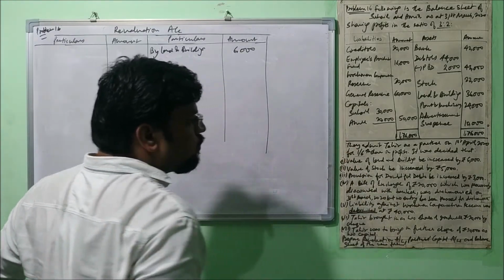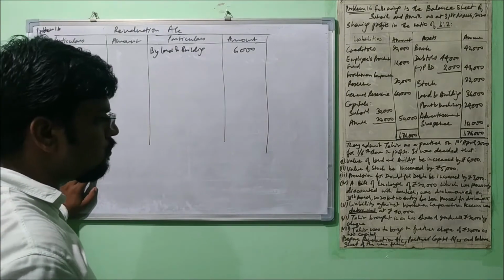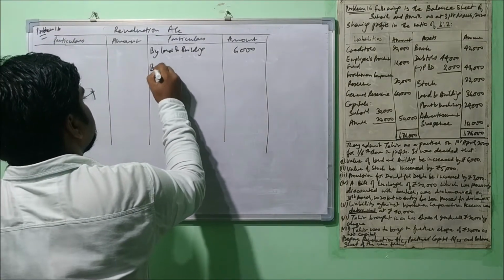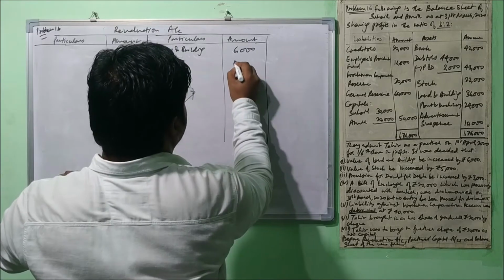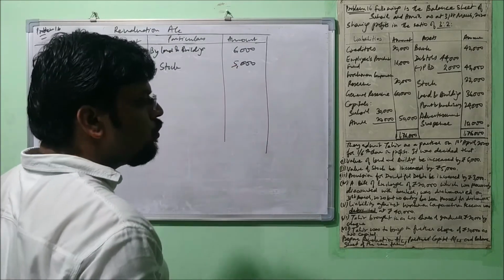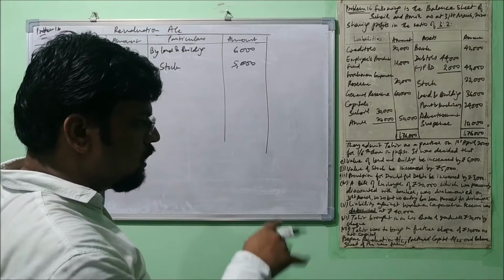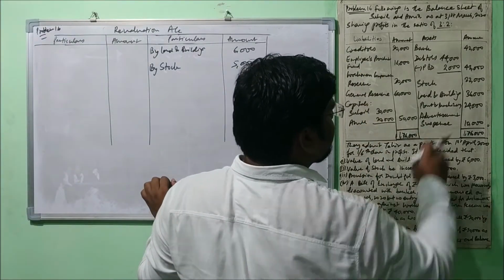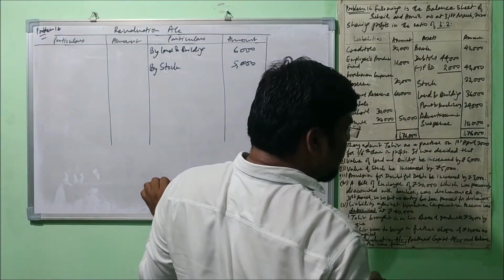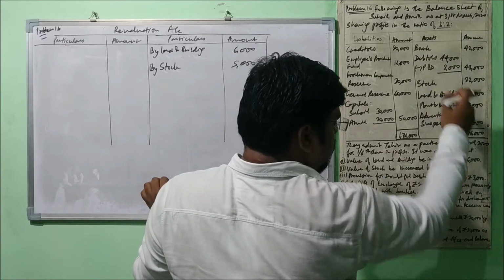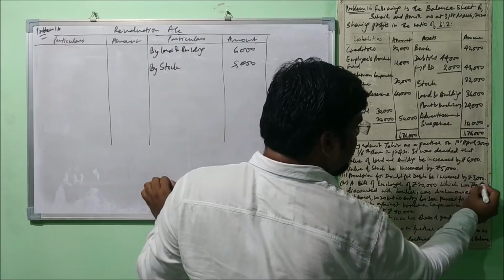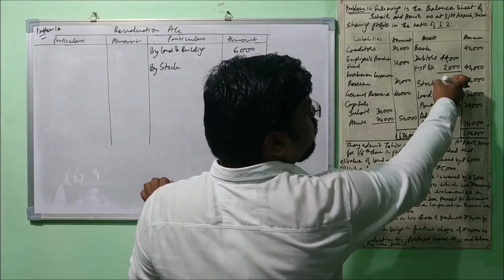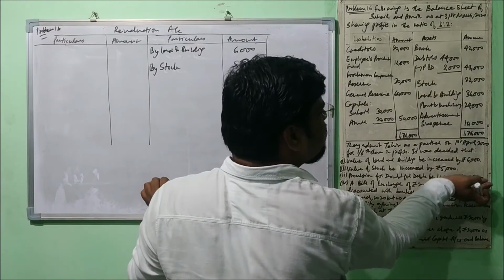Second, value of stock be increased by 5,000. Similarly, by stock 5,000. Now provision for doubtful debts be increased by 3,000. Here it is different. The provision does not exist here, but already we have the provision of 2,000. It has to be increased by 3,000. So it has got nothing to do with this. Only the value of this is going to increase.